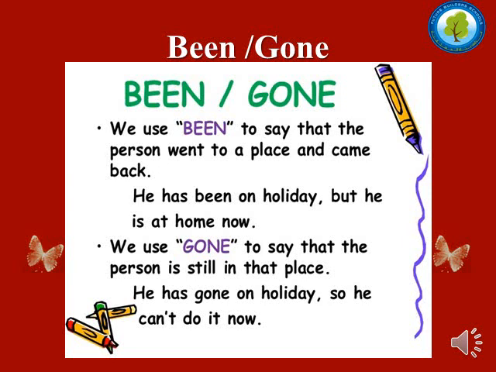إذن, the difference between been and gone, when you use been, you went to a place and you came back. ذهبت إلى مكان وعدت من ذلك المكان. While when you use gone, عندما تستخدم gone, you went to a place and you're still there. You didn't come back yet. تذهب إلى مكان ولكنك ما زلت في ذلك المكان ولم تعد بعد.